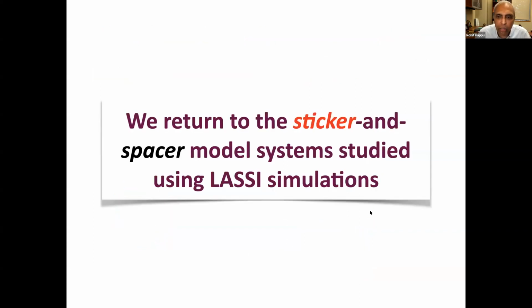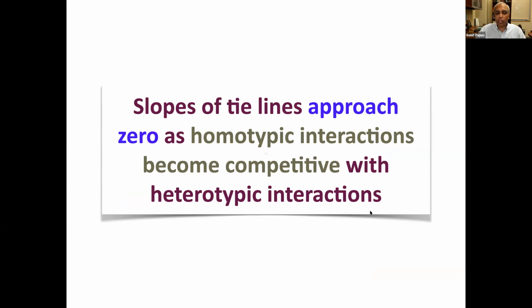So let's return now to our model systems and see what sort of behavior we get. What we'll find is that the slopes of the tie lines will approach zero, and therefore we'll start to see this leveling off behavior only when we add homotypic interactions. But if we have purely heterotypic interactions, we're going to see variable concentrations in the dilute phase as we change the total concentration of a particular molecule.